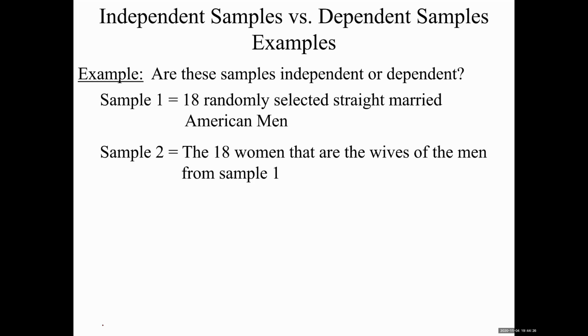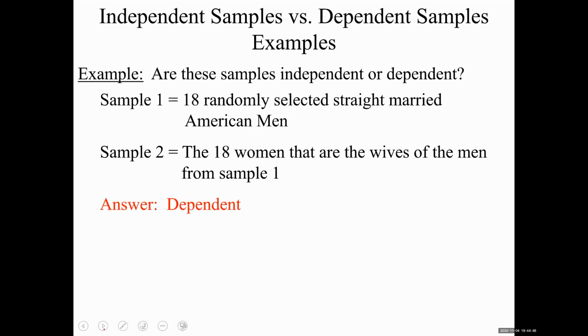Let's read this. Sample 1 is 18 randomly selected straight married American men. Sample 2 is the 18 women that are the wives of the men from sample 1. Do you think these samples are independent or dependent? Dependent. They're dependent, that's right.